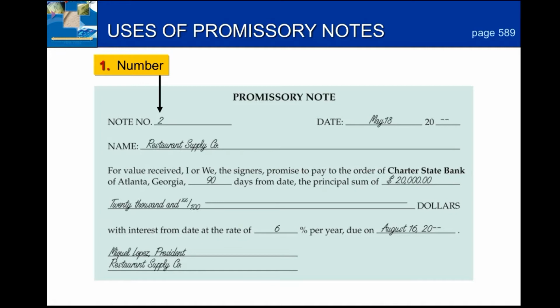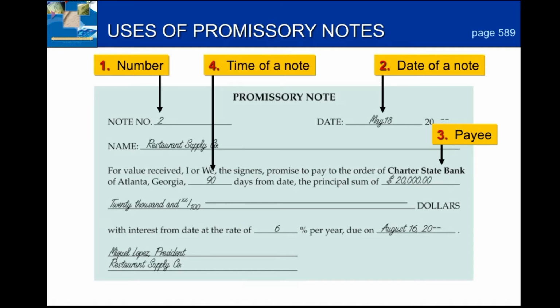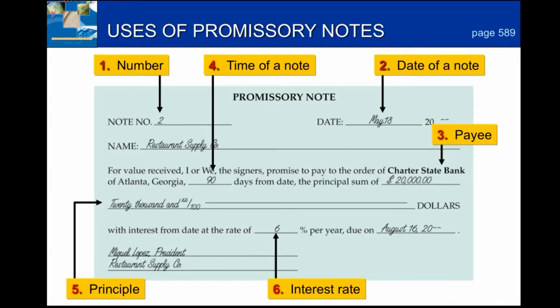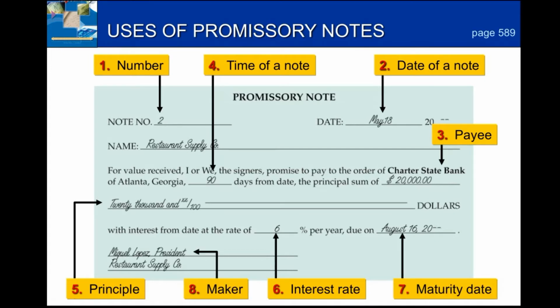So when looking at a promissory note, it always has a number and the date of the note. It has the payee, so who you promise to pay the money back to, in this case Charter State Bank. Then how many days you have to pay the note, so this is a 90-day note. The principal amount is $20,000, and the interest rate, what they're going to charge you to give you this money, is 6%. And finally, the maturity date, so it's due in its entirety on August 16th. And then it has the person that took the loan out.